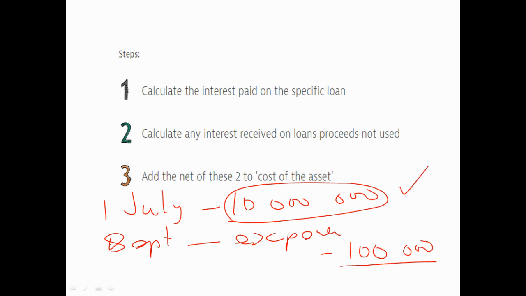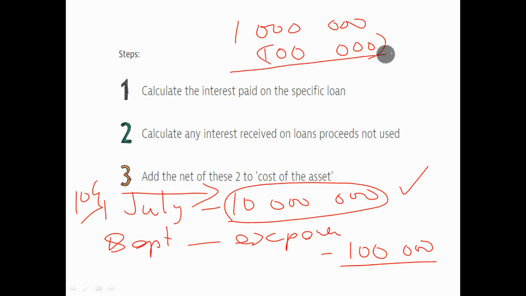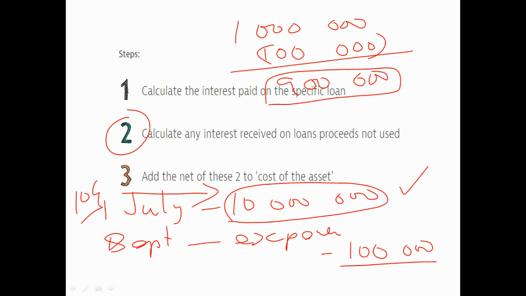Okay. Then let's say the interest rate on this 10 million is 10%. So the interest on the 10 million will be 10% of 10 million, that will be 1 million. That is the interest expense that we need to capitalize. But we can only capitalize this 1 million after deducting the interest income that you got from investing the proceeds from that loan. So we are not going to capitalize the whole 1 million, but rather 900,000. That is step number two. Step number three, add the net of these two to the cost of the asset. So the amount that you are going to capitalize is 900,000. Okay, we'll do some examples to emphasize the matter.